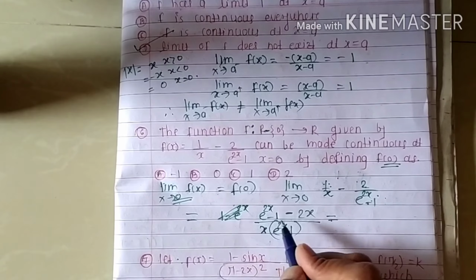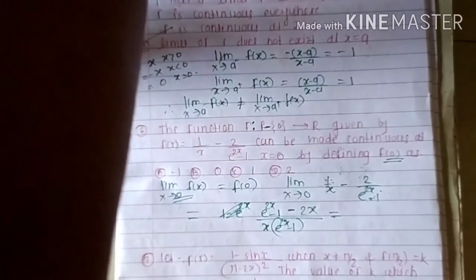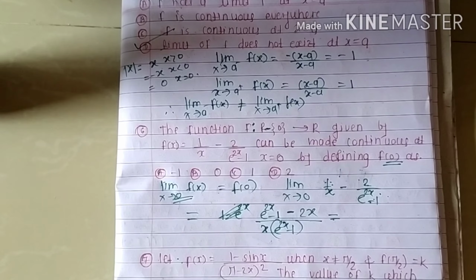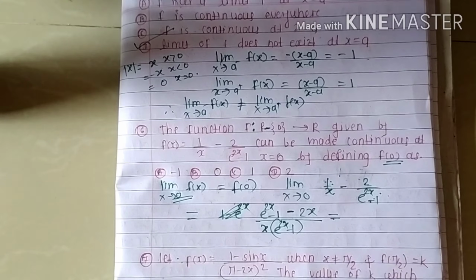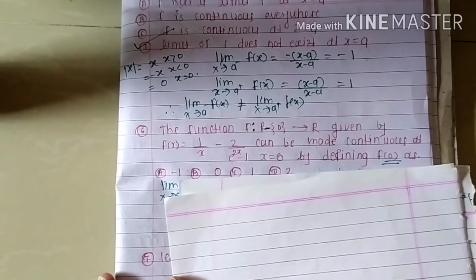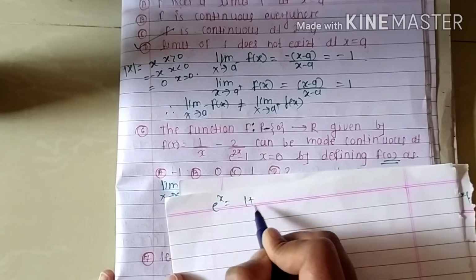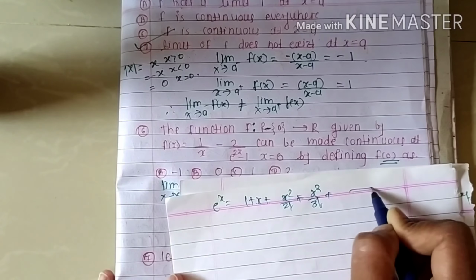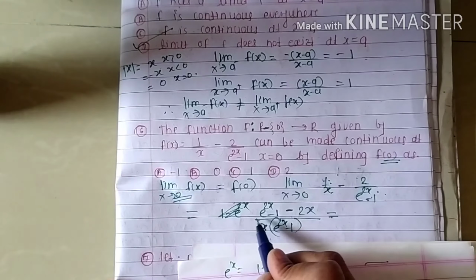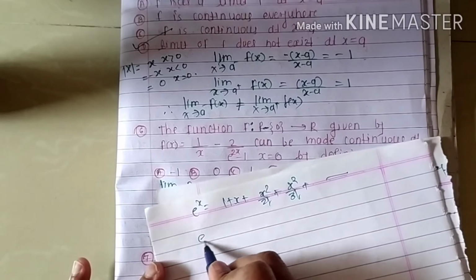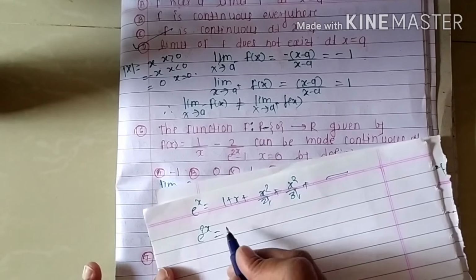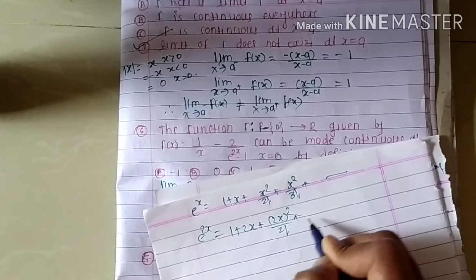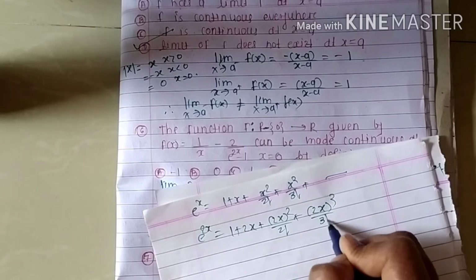Then, using the expansion of the exponential term, we know that the expansion of e raised to x is 1 plus x plus x square upon 2 factorial plus x cube upon 3 factorial. When e raised to 2x is there, in place of x we have to write 2x, that is 1 plus 2x plus (2x) square upon 2 factorial plus (2x) cube upon 3 factorial.